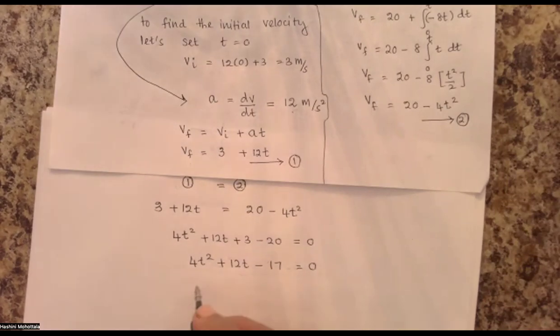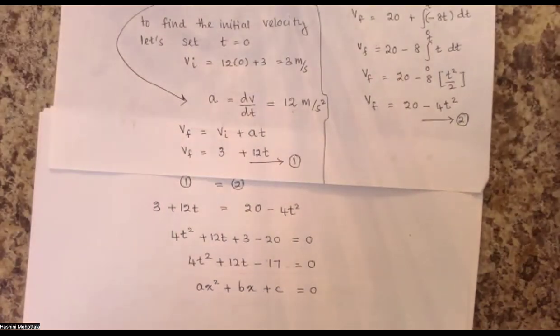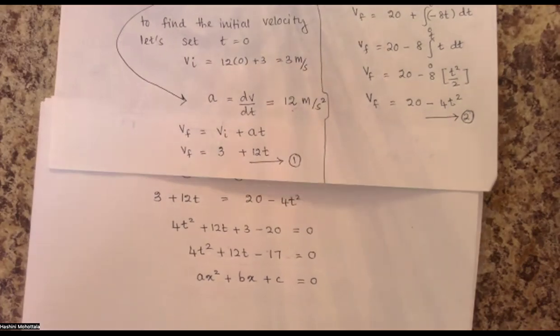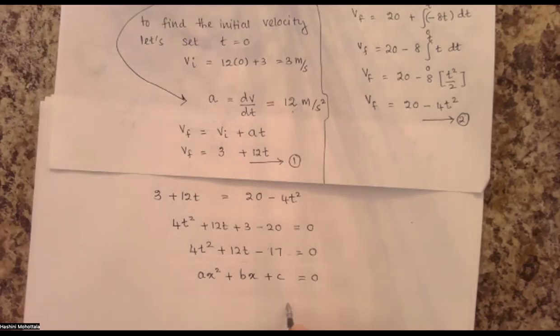Now I am going to write an equation. Perhaps you will remember a quadratic equation from your previous classes: ax square plus bx plus c equals 0. Remember that, guys? And how did you find x? Minus b plus or minus the square root of b square minus 4ac, divided by 2a.